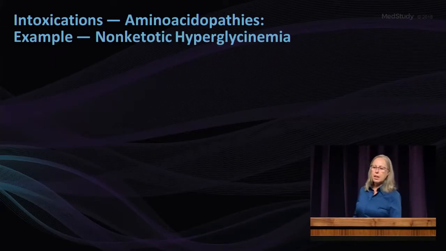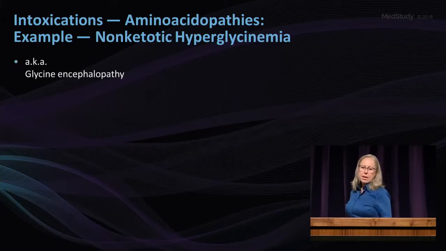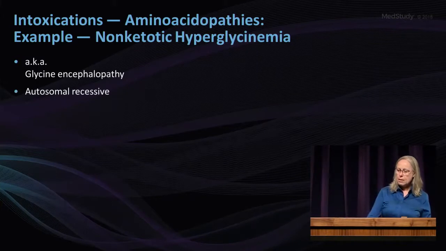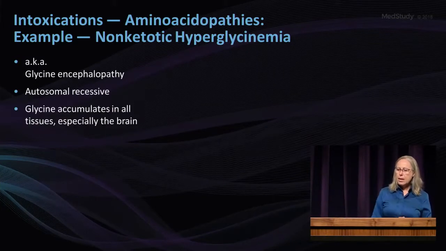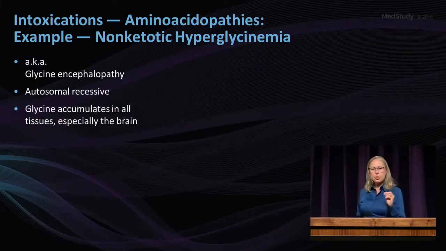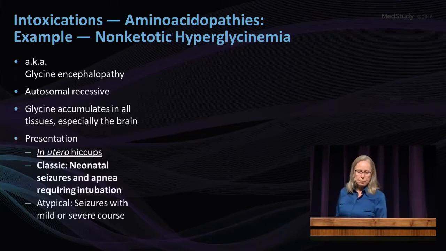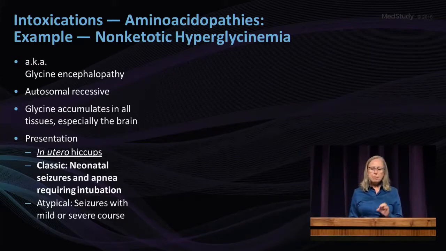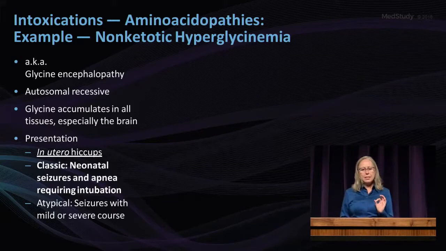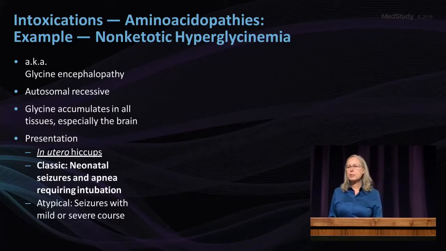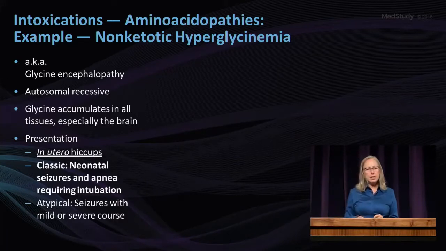All right, non-ketotic hyperglycinemia. This is also known as glycine encephalopathy. It's autosomal recessive. The glycine accumulates in all tissues, especially the brain. Presentation: on the history, look for in utero hiccups. Classic presentation is a neonatal seizure and apnea that requires intubation. And this occurs before you've had substantial PO intake.